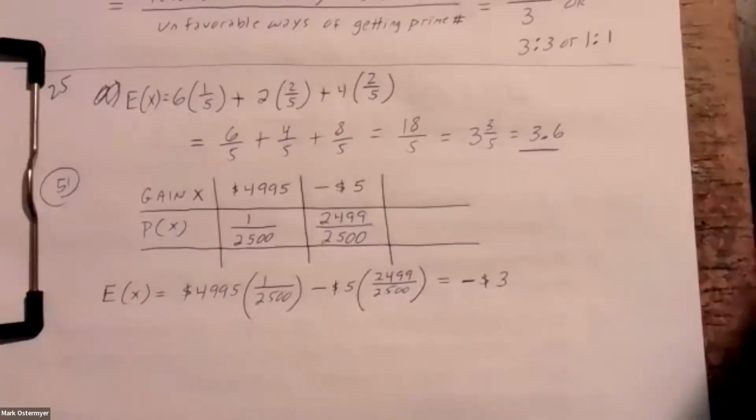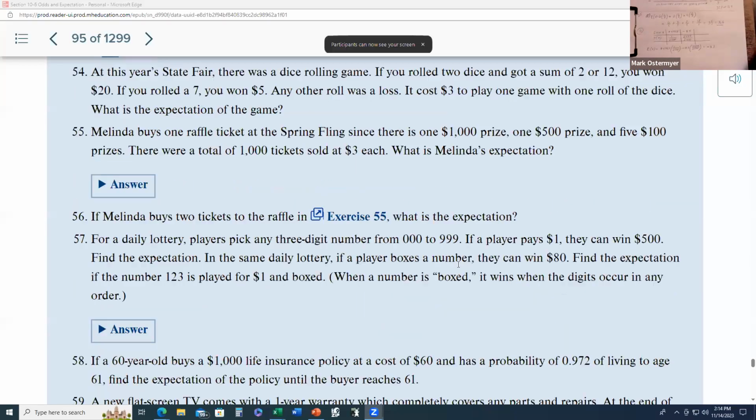Yes. Okay, just one more. We've got time for just one more. Number 55. Melinda buys one raffle ticket at the Spring Fling. Since there is one $1,000 prize, one $500 prize, and five $100 prizes, there were a total of 1,000 tickets sold at $3 each. What is Melinda's expectation if she plays this game once? Go ahead and see if you can compute the expected value for number 55.